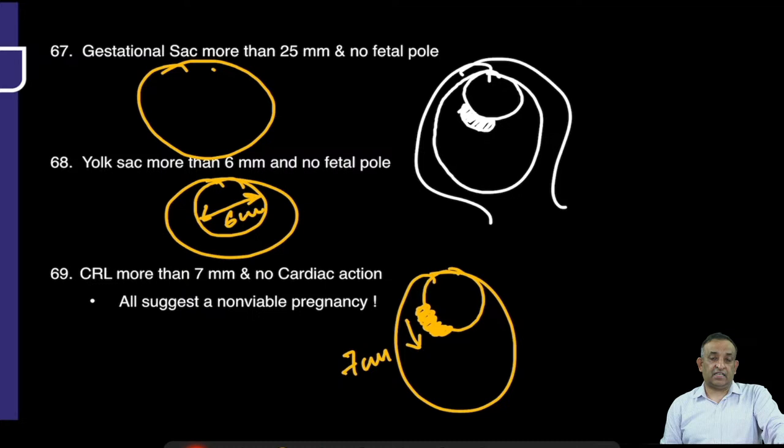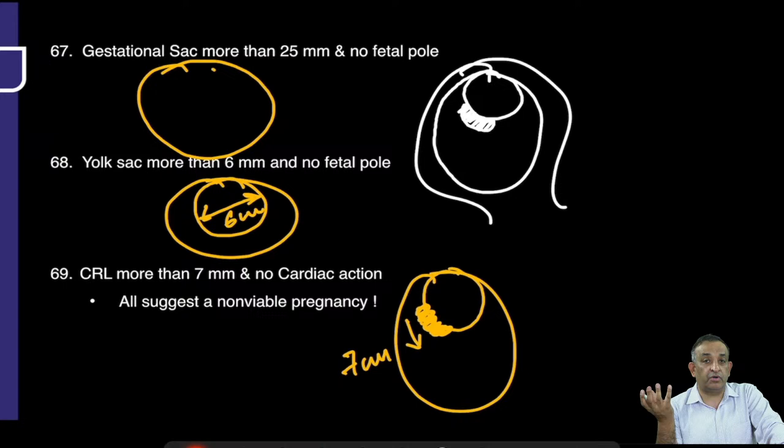So three things which come as MCQs, I think your radiologist friends will teach you even better. The three things which come in your practice: one is that a gestation sac is too big, 25 millimeters and bigger, and it is not showing anything besides a gestation sac, that is not going to make it. It's called a blighted ovum.